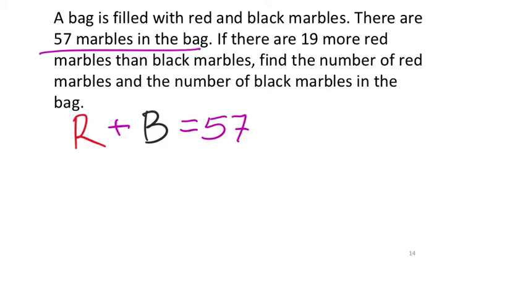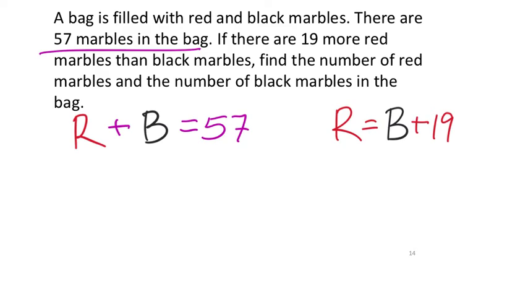Then it says if there are 19 more red marbles than black marbles. Okay, so that means that the red marbles, and I'm using red on purpose, means you'd have to take the number of black marbles and then add 19 to that. Could you do 19 plus B? Yes, you could. But I'm saying R is for red marbles, B for black marbles.